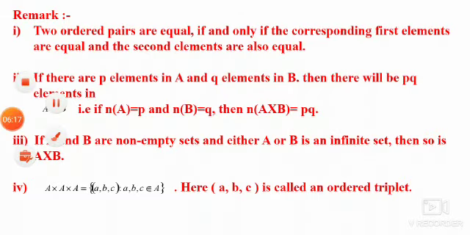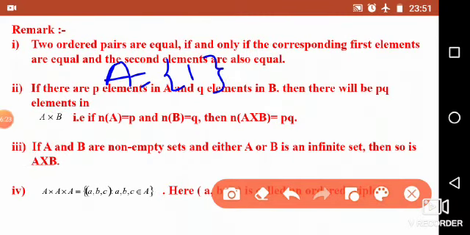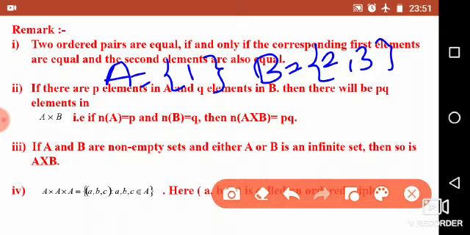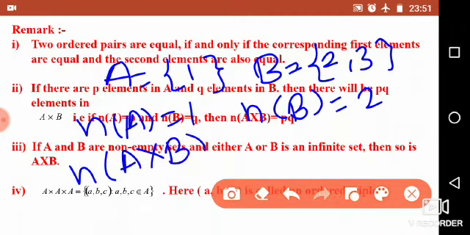Suppose, my dear students, set A contains only the element 1 and B contains the elements 2, 3. Then the number of elements in the first set is equal to 1 and the number of elements in the second set is equal to 2. Therefore the number of elements in A cross B is equal to 1 into 2, that is equal to 2.